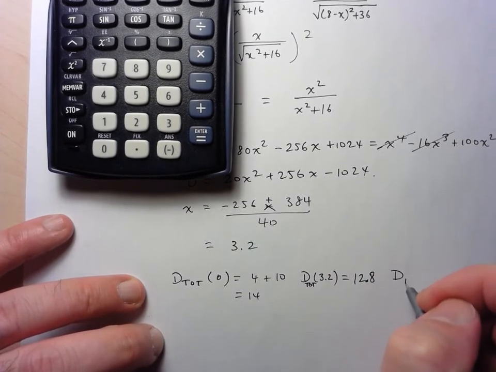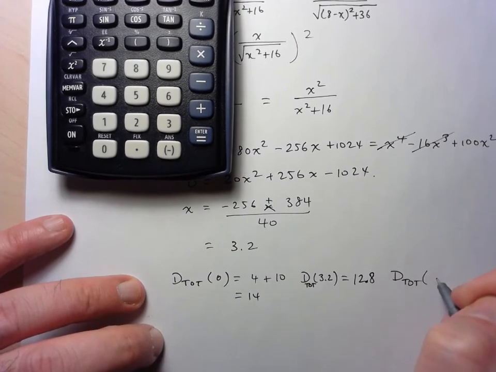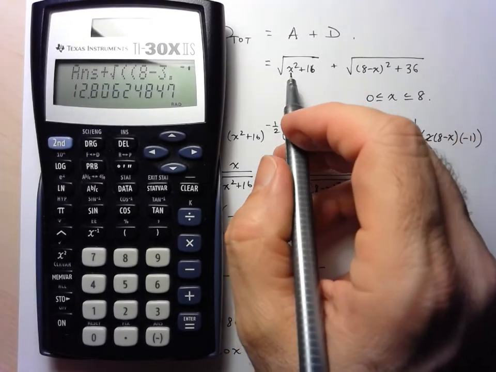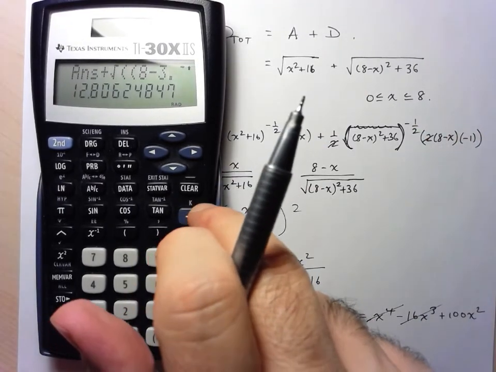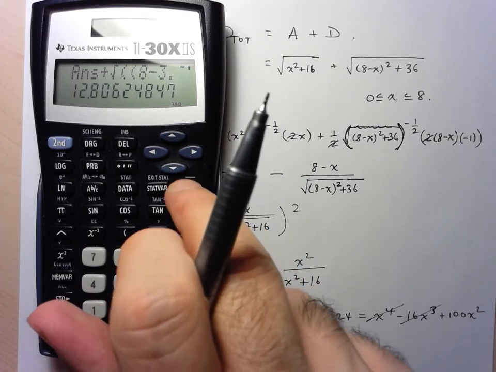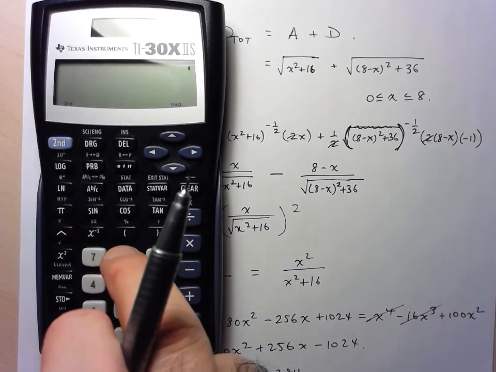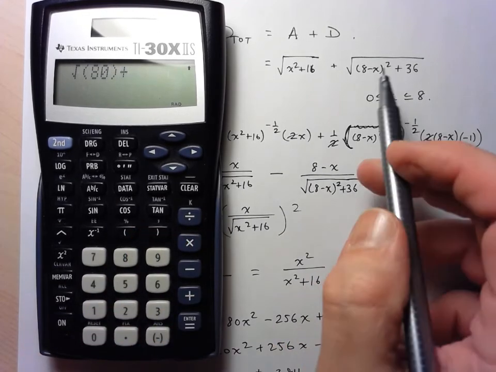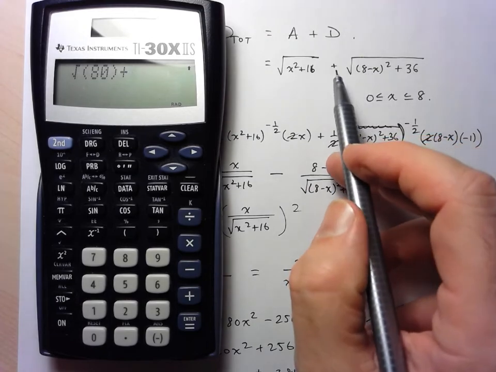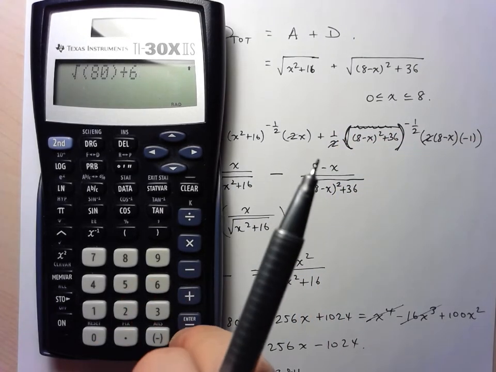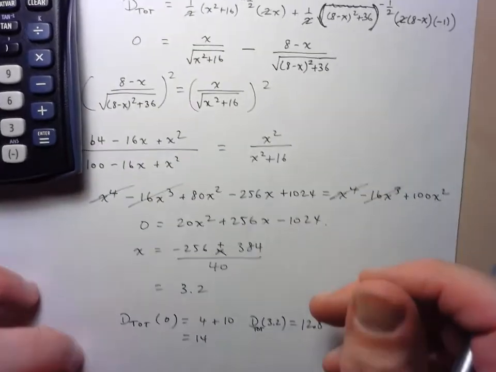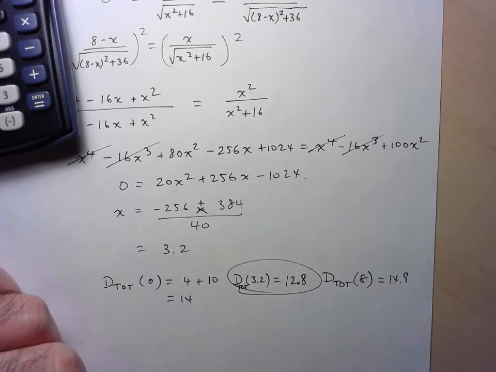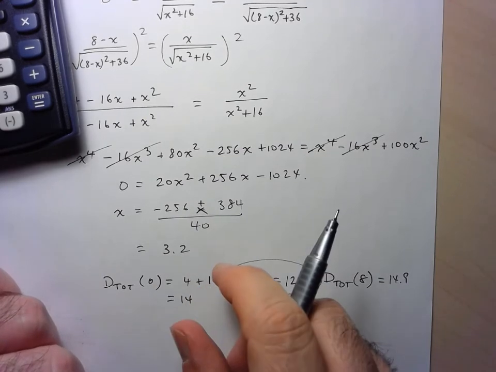And let's do the total at the last one, which was 8. Okay, so actually that's pretty nice because 8 squared is 64 plus 16 is 80. So here we got square root of 80 plus, and here 8 minus 8 is 0, so that just goes. We just have the square root of 36, which is 6, and 14.9. So in the end, 14.9. And so this, the critical point, is the one that has the minimum value.